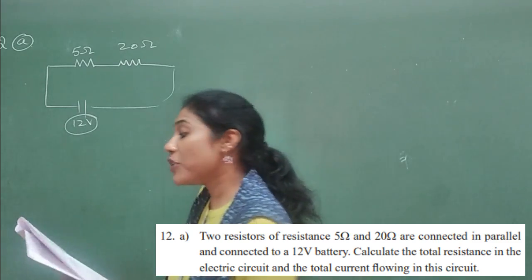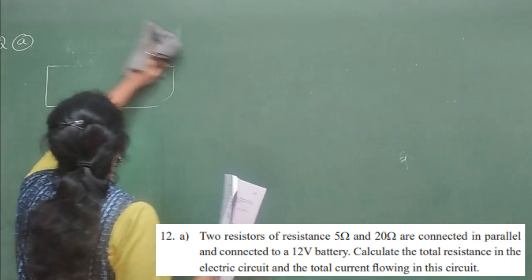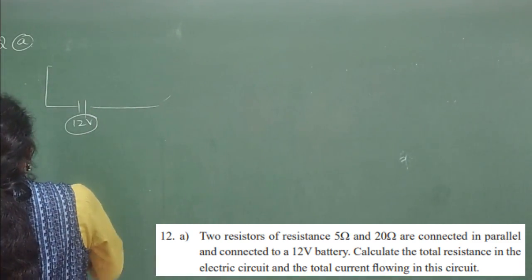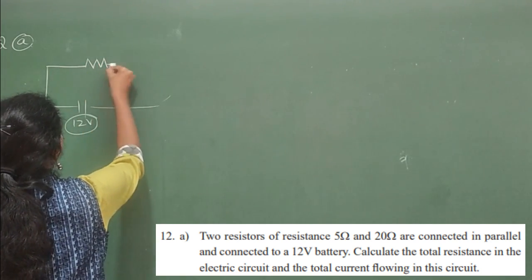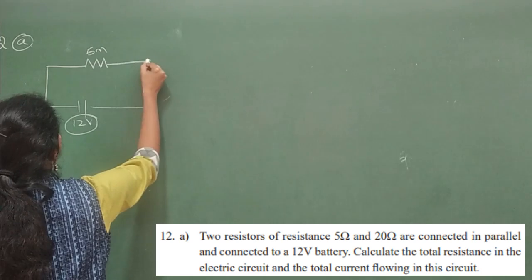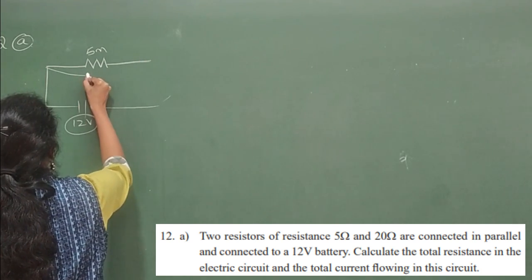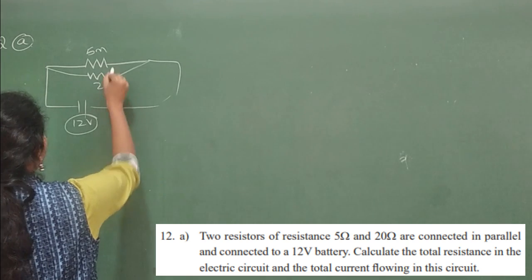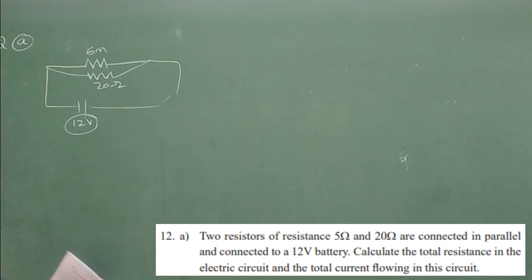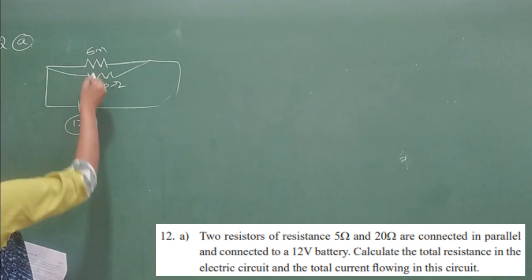Sorry, they are connected in parallel, right? So they are not connected in series. They are connected in parallel. So this is 5 ohm, and the other one is 20 ohm. Both are connected to a 12 volt battery. Fine. First you calculate the total resistance.